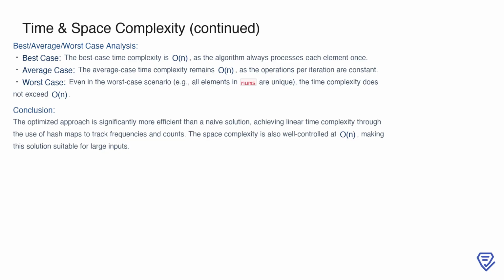This consistency is due to the use of hash maps for efficient frequency and count tracking. In conclusion, this optimized approach is far more efficient than a naive solution, achieving linear time complexity by avoiding redundant calculations. Its space complexity, while also O(n), is well controlled, making the algorithm suitable for handling large inputs effectively.